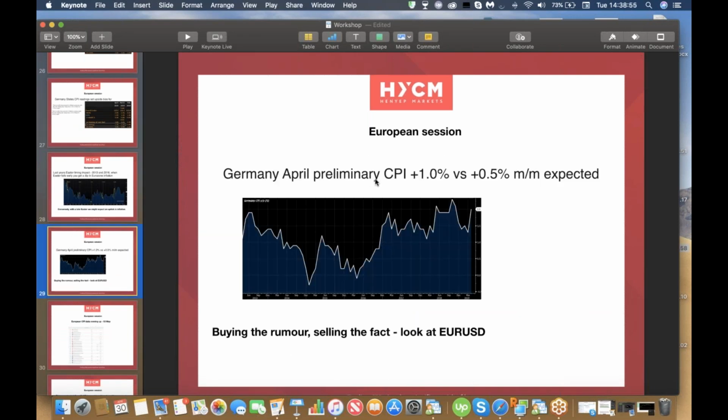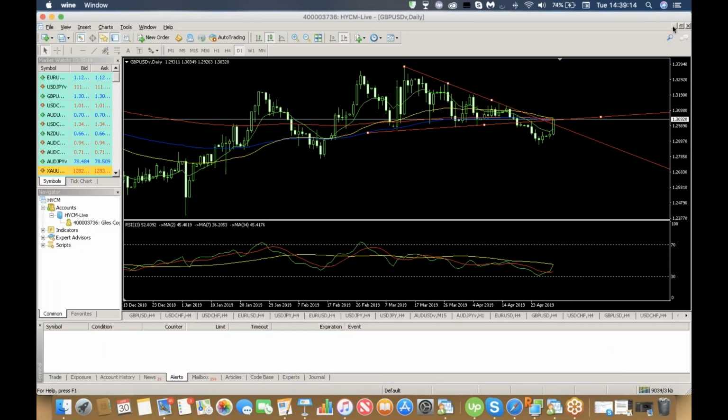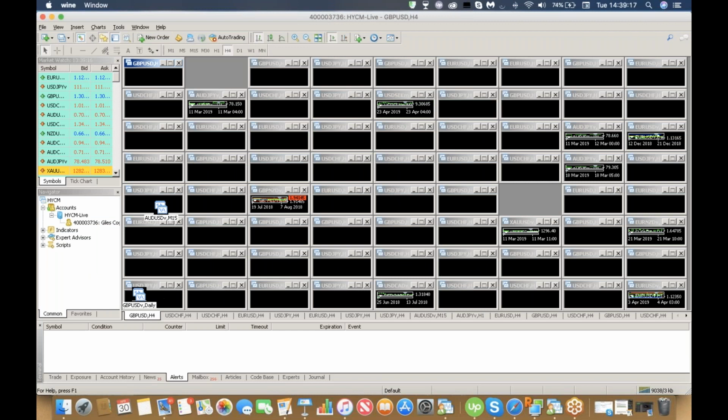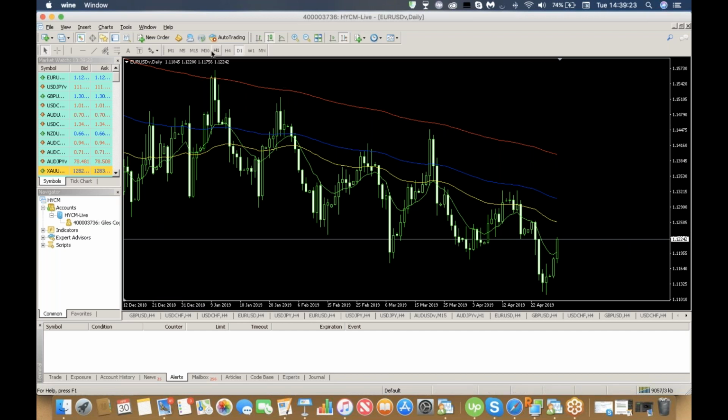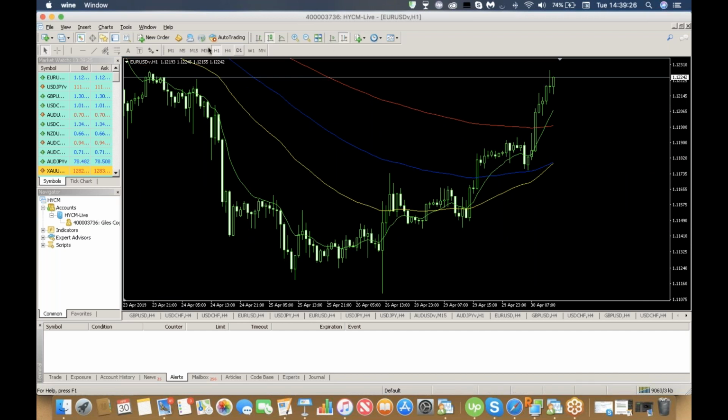So the Germany April preliminary inflation data came out at 1% versus 0.5% month-on-month expected. And what we saw was a buy-the-rumor, sell-the-fact kind of trade going into this April preliminary CPI data that came out in the European session. I'll just run that through so you can see it for yourself with your own eyes. Let's just make sure that the euro, yeah, there's the euro still a pair. And what we saw is this.